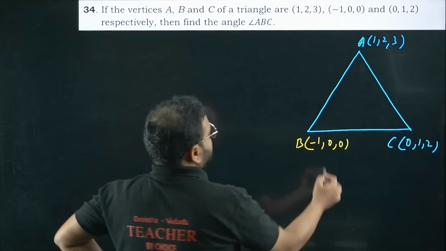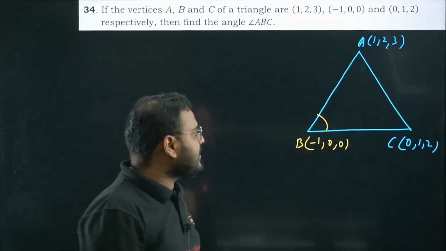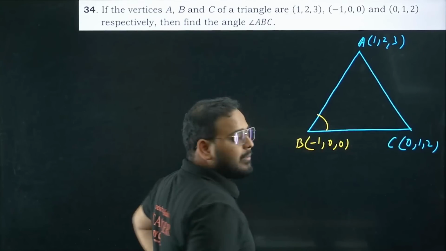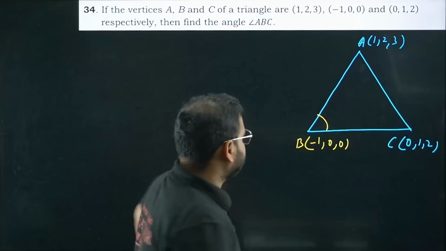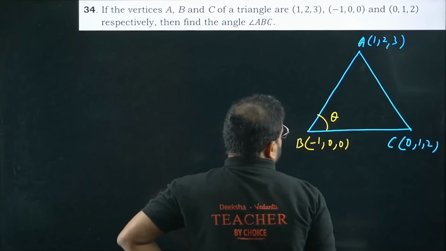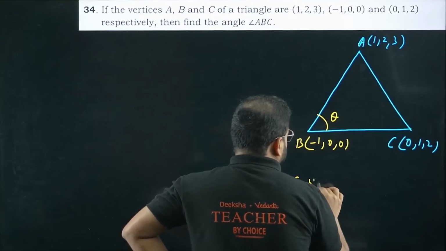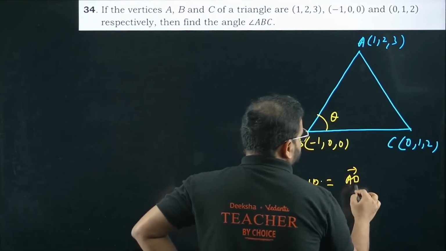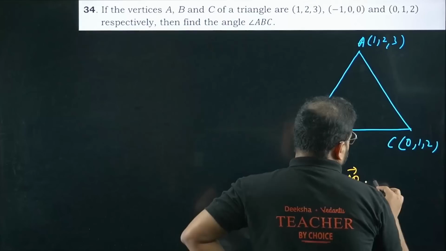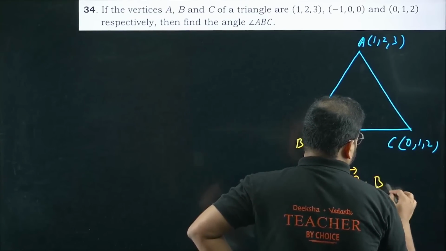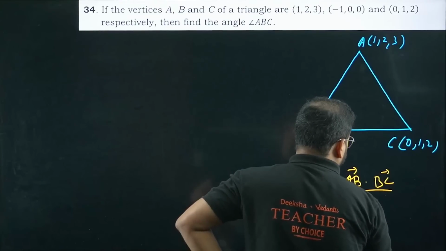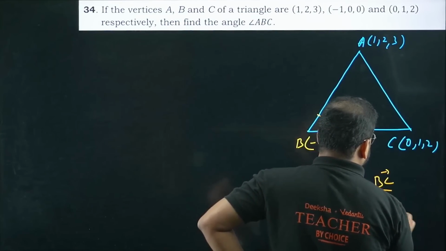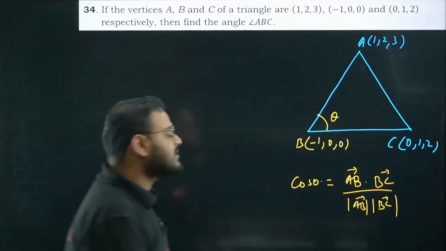What are they asking? This angle, ABC. So basically the angle between AB and BC will be this angle, okay? If you can find the vector AB and vector BC, apply what? Dot product to get the answer, correct? If I call this theta, let's say, we can write cos theta is nothing but vector AB dot vector BC upon mod of AB times mod of BC.